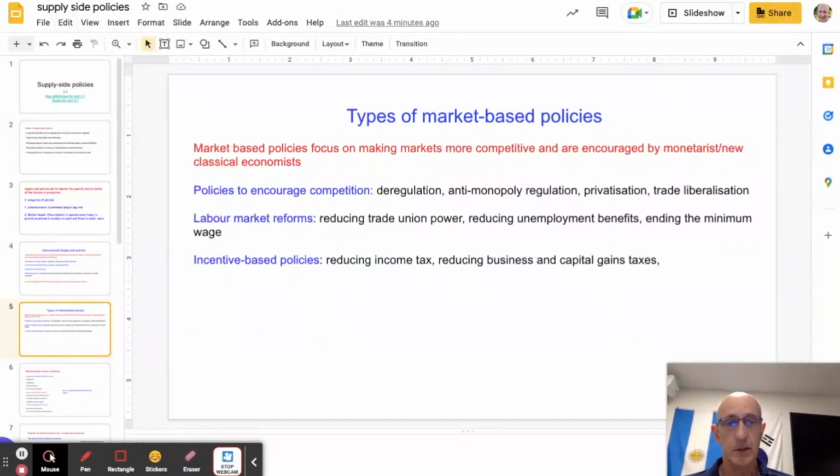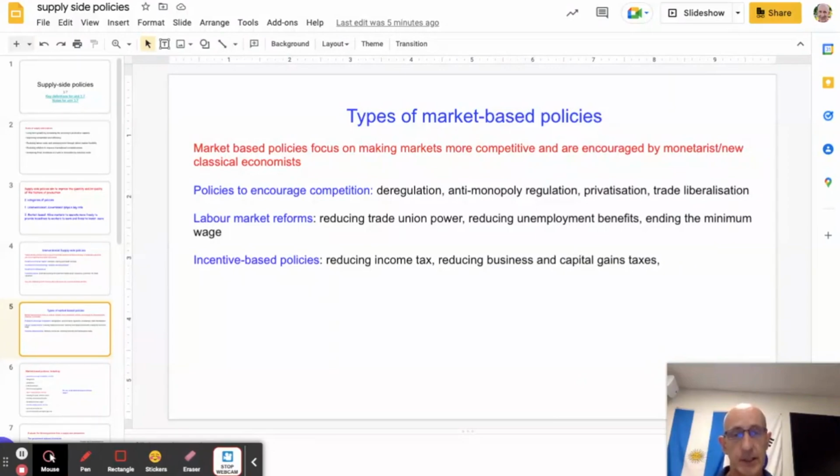Market-based policies, though, are slightly different in that they take the view of encouraging incentives, primarily competition in general, and they're divided into three sort of sections. There we've got the policies that really focus on competition, like deregulation of markets, anti-monopoly, privatization, trade liberalization, like free trade. Theory of comparative advantage comes in there for higher level students. Labour market reforms, again, improving the competitiveness of labour markets, so reduce trade union power, unemployment benefits to incentivise people to take jobs, ending the minimum wage.